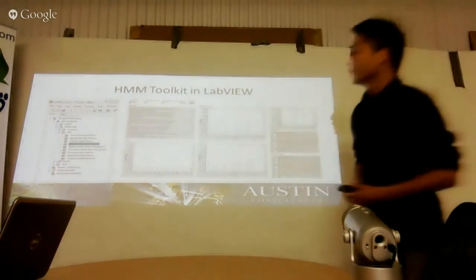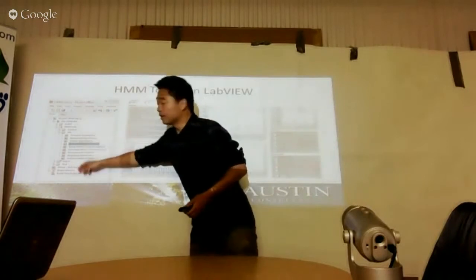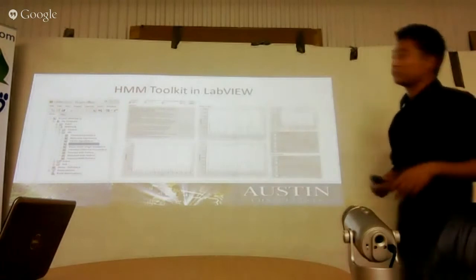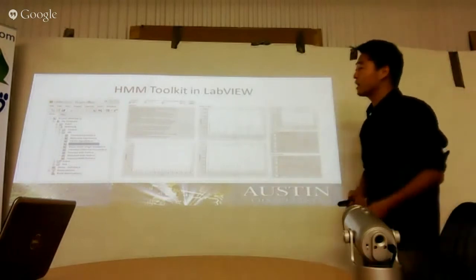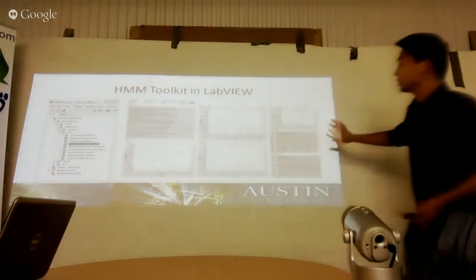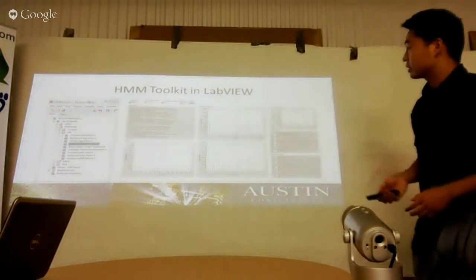I also created some demos for the methods, so you can compare with some previous result you got, or with your own method. And that is the front panel of one demo. I will go into more detail in the next slides.